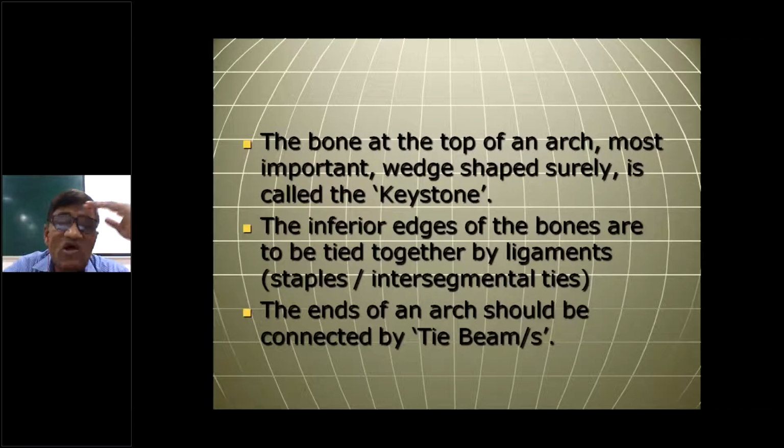So the bone at the top of an arch, most important, wedge shaped surely, is called the keystone. The inferior edges of the bones are to be tied together by ligaments.